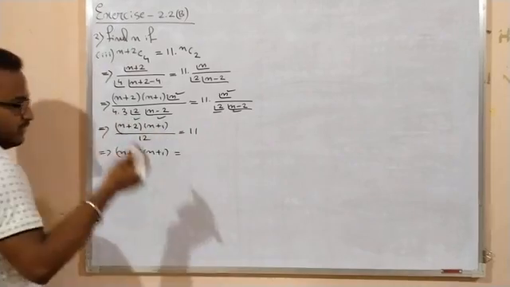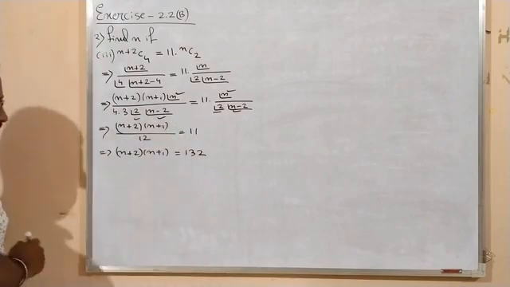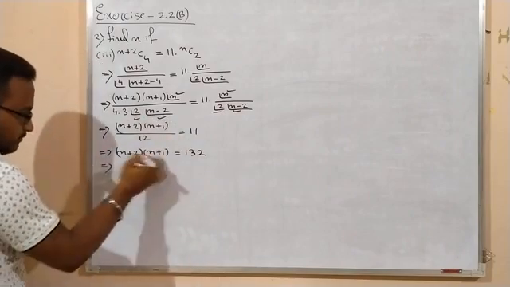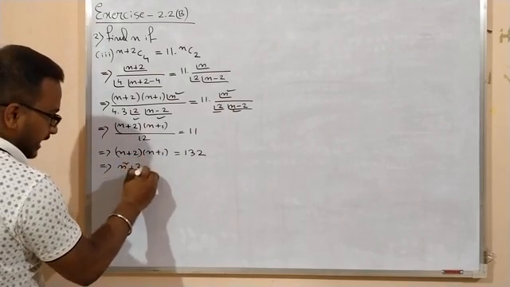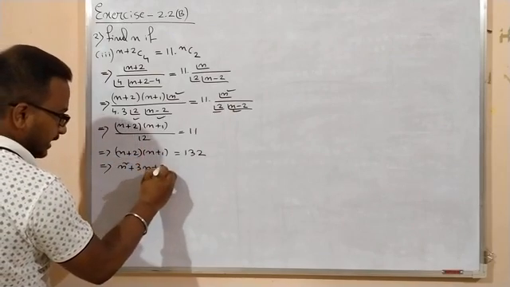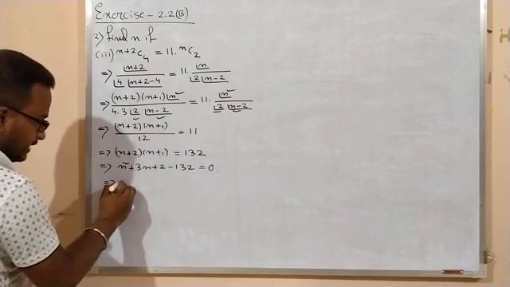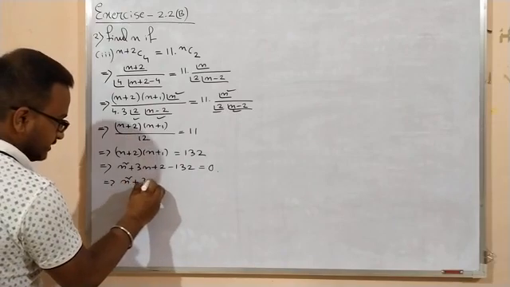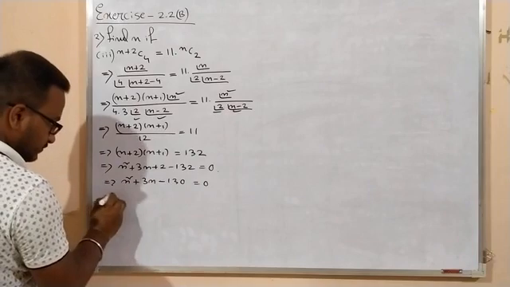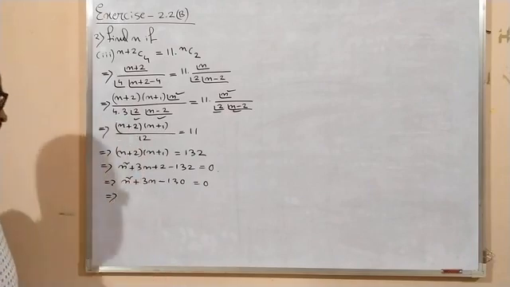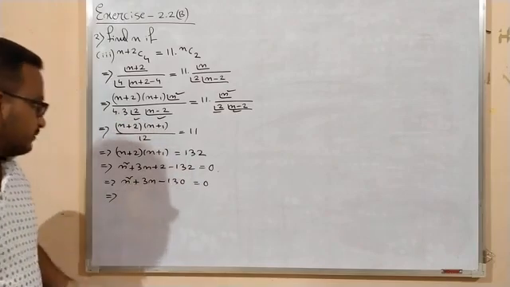So what will be 12 into 11? 132. Right? Now just multiply this. It's n square plus n plus 2n, so 3n plus 2. Plus 2 minus 132 equals to 0. Now this implies n square plus 3n minus 130 equals to 0. Right? Now we have to do the calculation. This is a factorization problem.